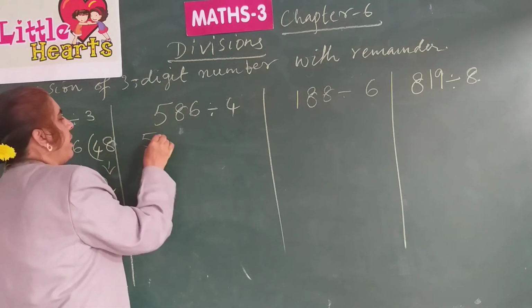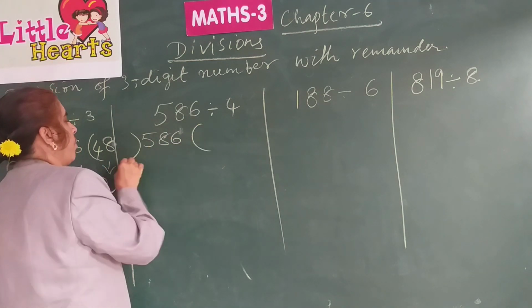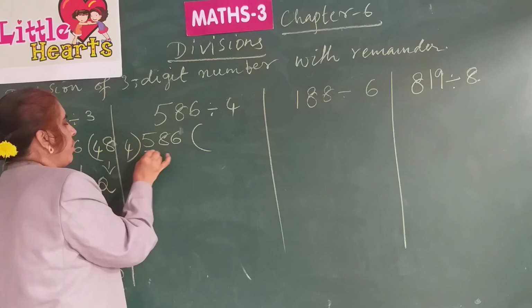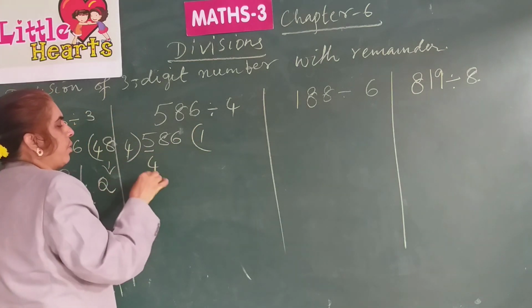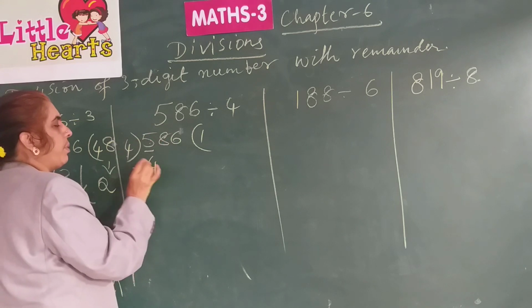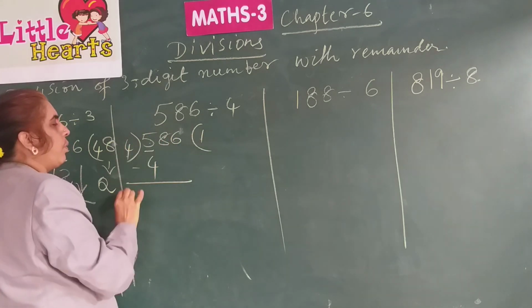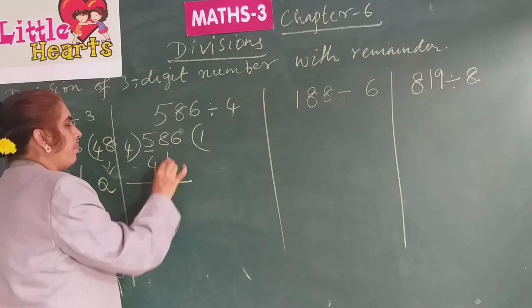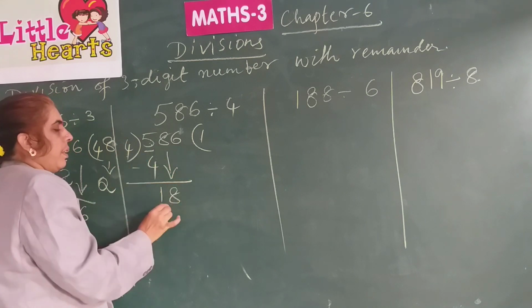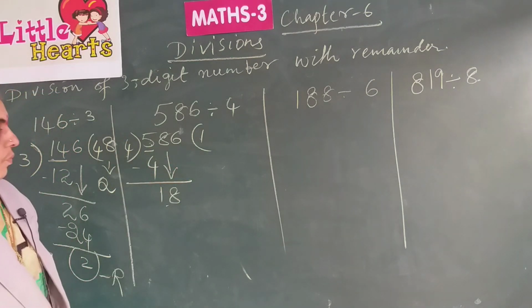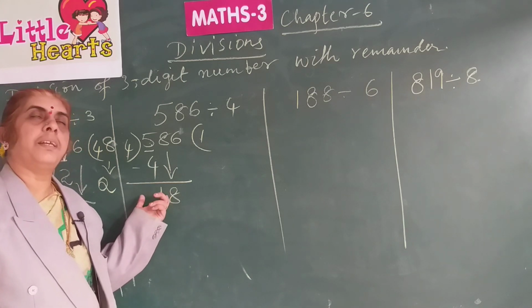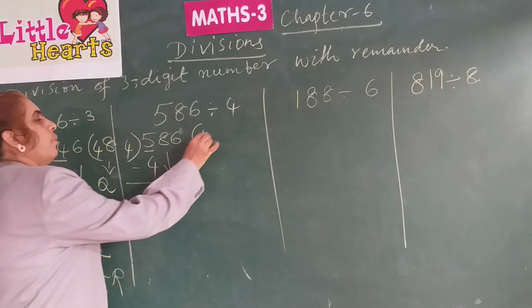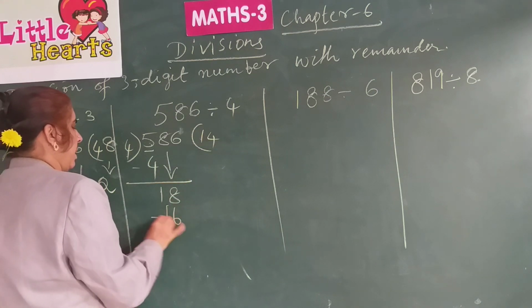And 586 divided by 4. As 5 is greater than 4, take only one digit, 5. Read the 4 table. 4 ones are 4. The nearest number to 5 in the 4 table is 4. It goes 4 ones. 5 minus 4, 1, bring down 8. 18. So 4 fours are 16, 4 fives are 20. 4 fives are 20, which is greater than 18, so go with 4 fours are 16.